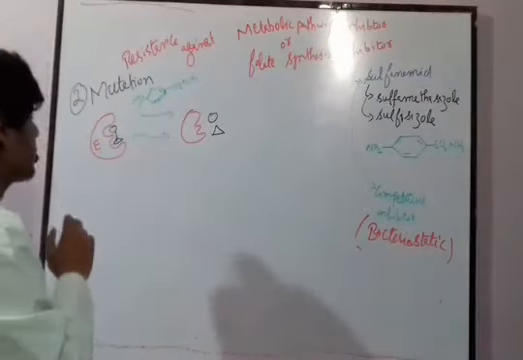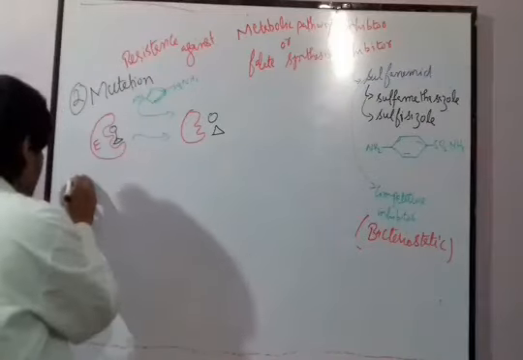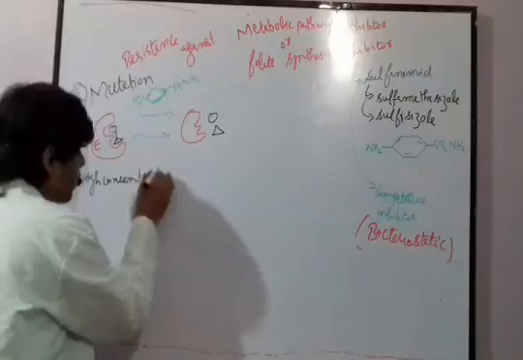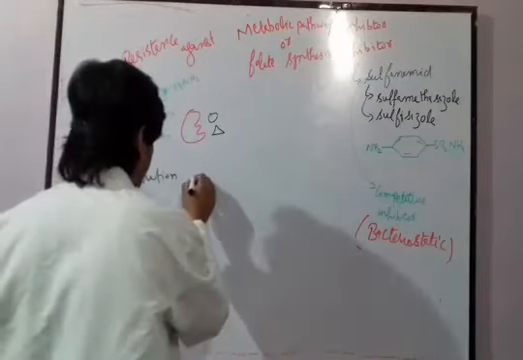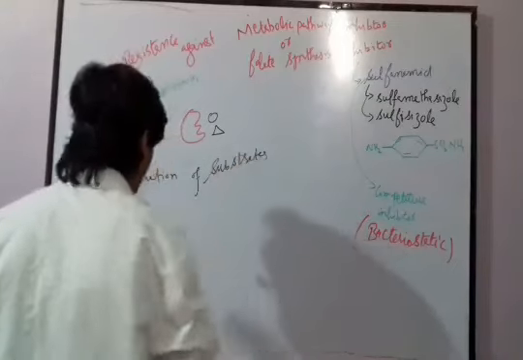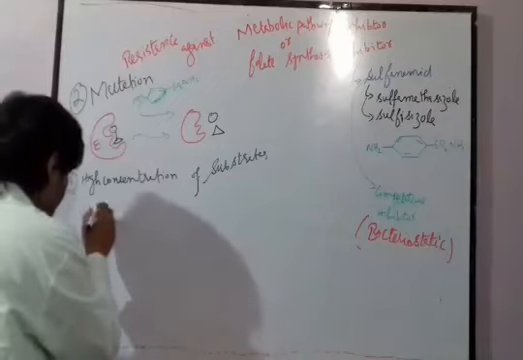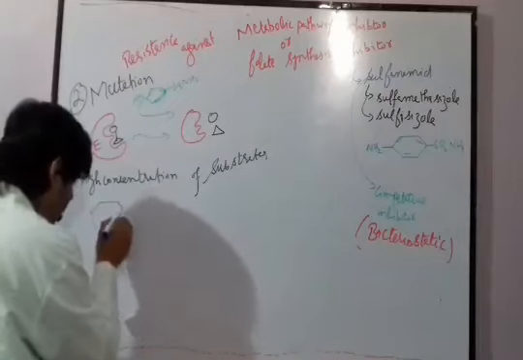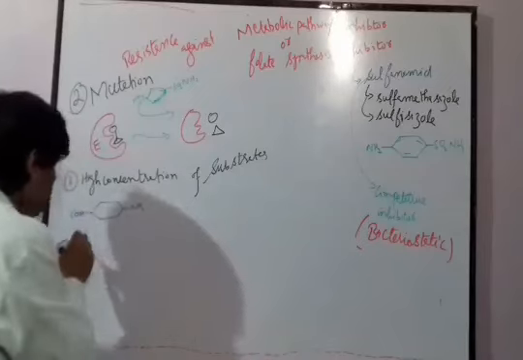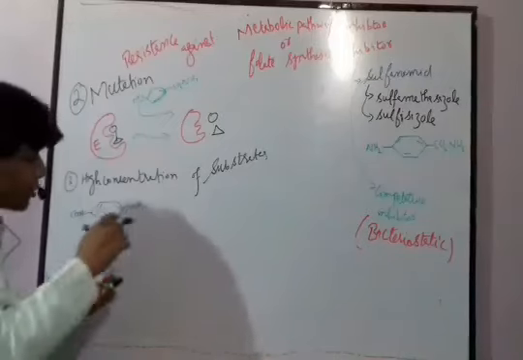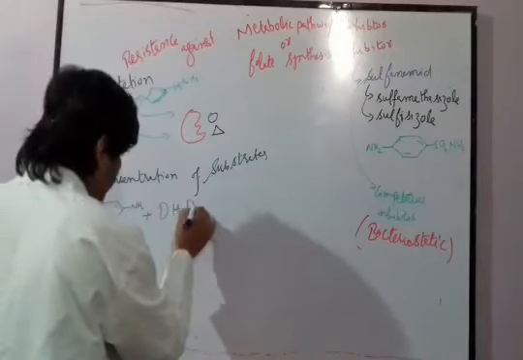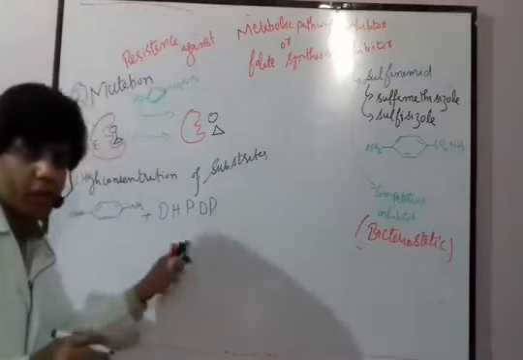Now the second way of resistance, or we can say the third way, is a high concentration. High concentration of what? High concentration of substrates. What actually happens is that the PABA will be high in number. The PABA is produced in a high number, as well as the other substrate, which we call dihydropteridine diphosphate. So let me write it in short form.